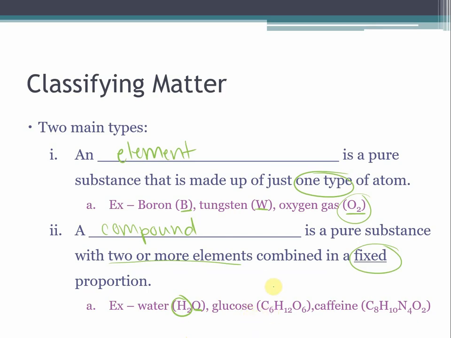Another example would be glucose. It's what your body uses for energy. And you will never have a sample of glucose that has any other combination of elements besides 6 carbons, 12 hydrogens, and 6 oxygens. They always show up in that exact same amount. Or my personal favorite compound, caffeine, you will always get 8 carbons, 10 hydrogens, 4 nitrogens, 2 oxygens. They are in a fixed proportion. You will never get a different ratio than that ratio because they are pure, they are a compound.